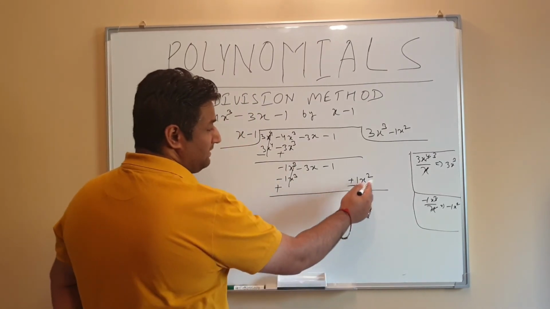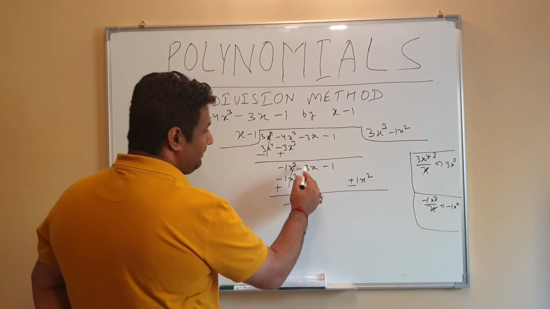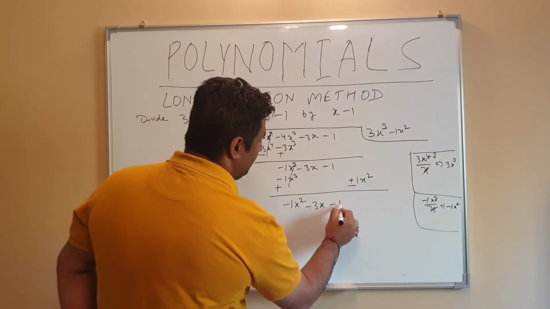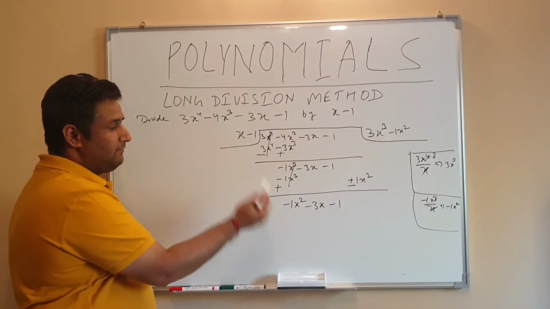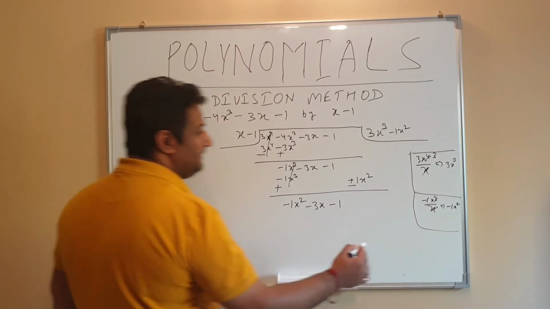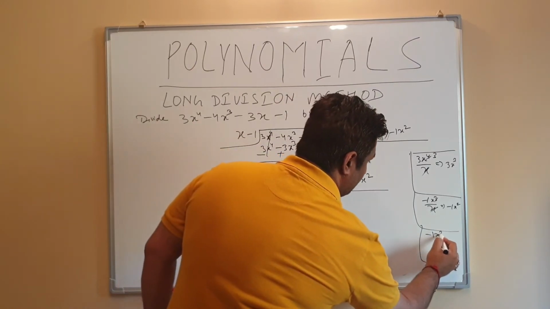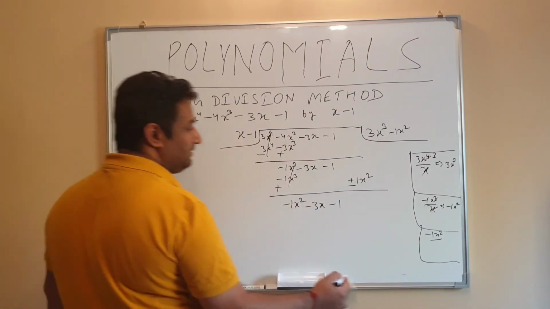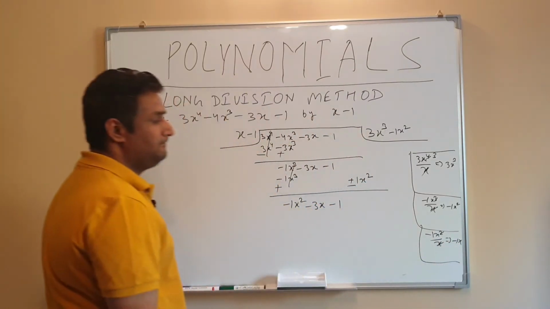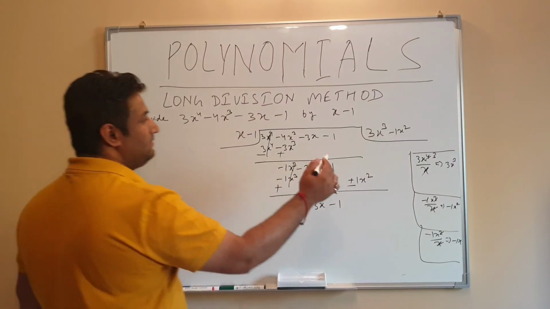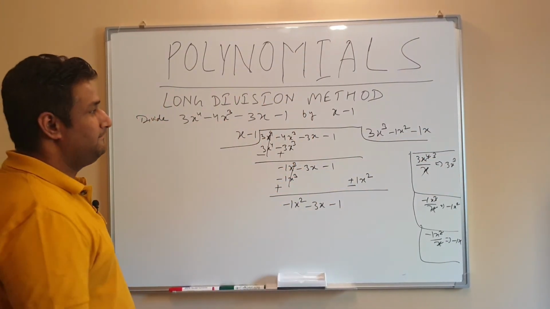So first of all we have to take down this term as a negative 1x square, then negative 3x, and negative 1 will come as it is, right? Now again, from which term we have to multiply? The same thing. The first term here is negative 1x square over the first term here is x. So we'll just divide, negative 1x, right? So we'll just multiply that by negative 1x.